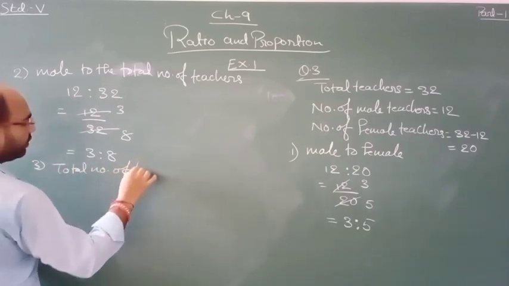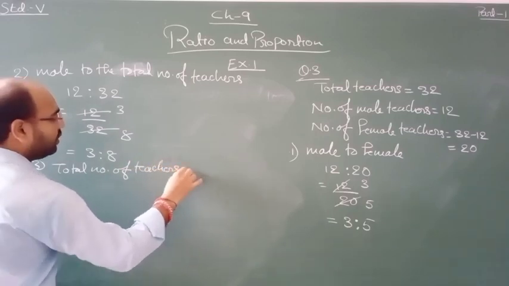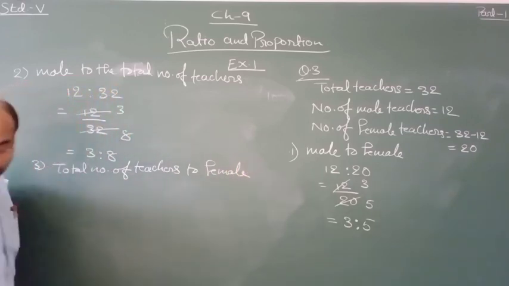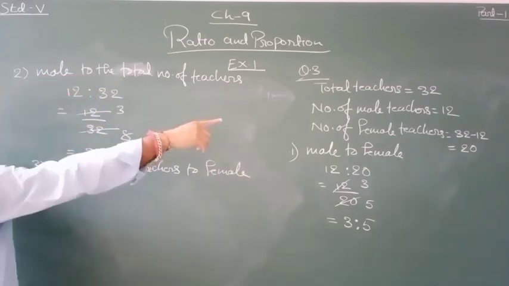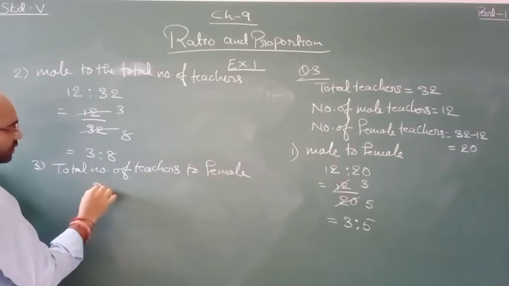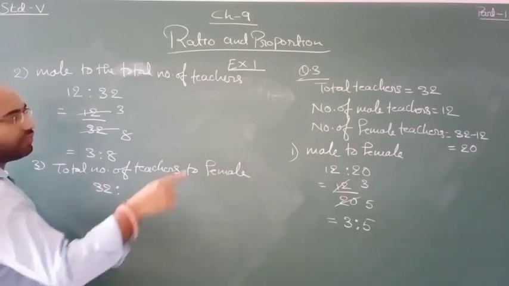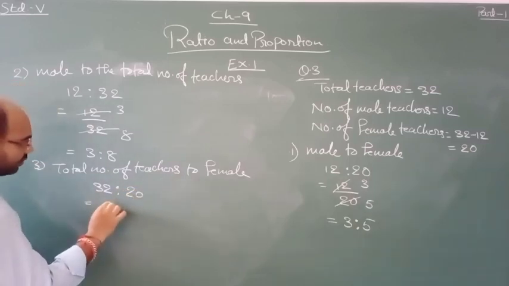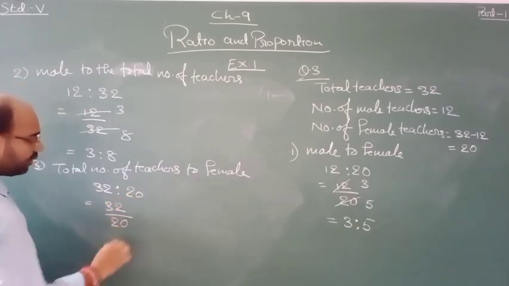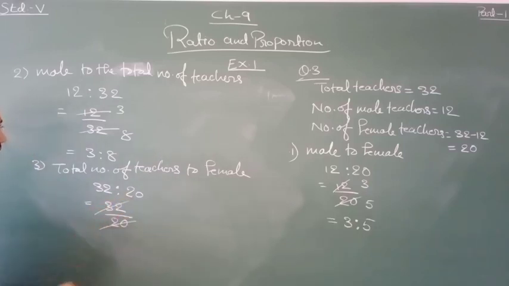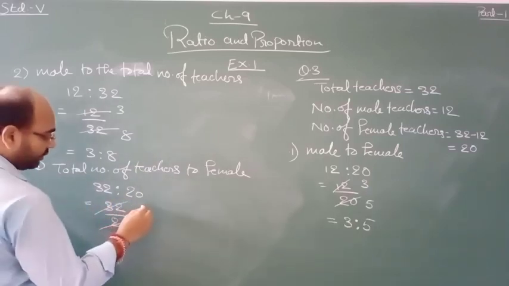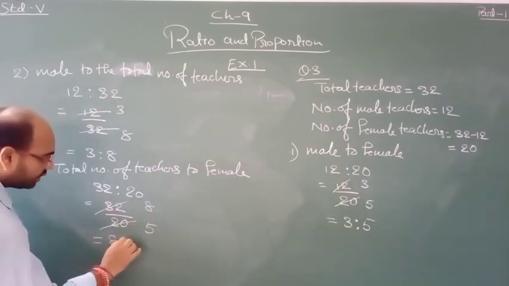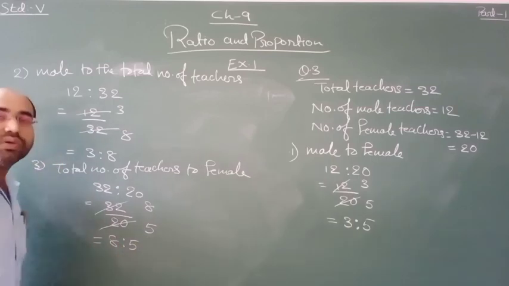Now the last one, that is total number of teachers to female. Okay, total number of teachers to female. So total number of teachers we are having, that is 32 is to female is how much? 20. So the ratio that will be formed, that will be 32 upon 20. Both are divisible by 4. So 4 8s are and 4 5s are. So the ratio that is formed, that is 8:5.